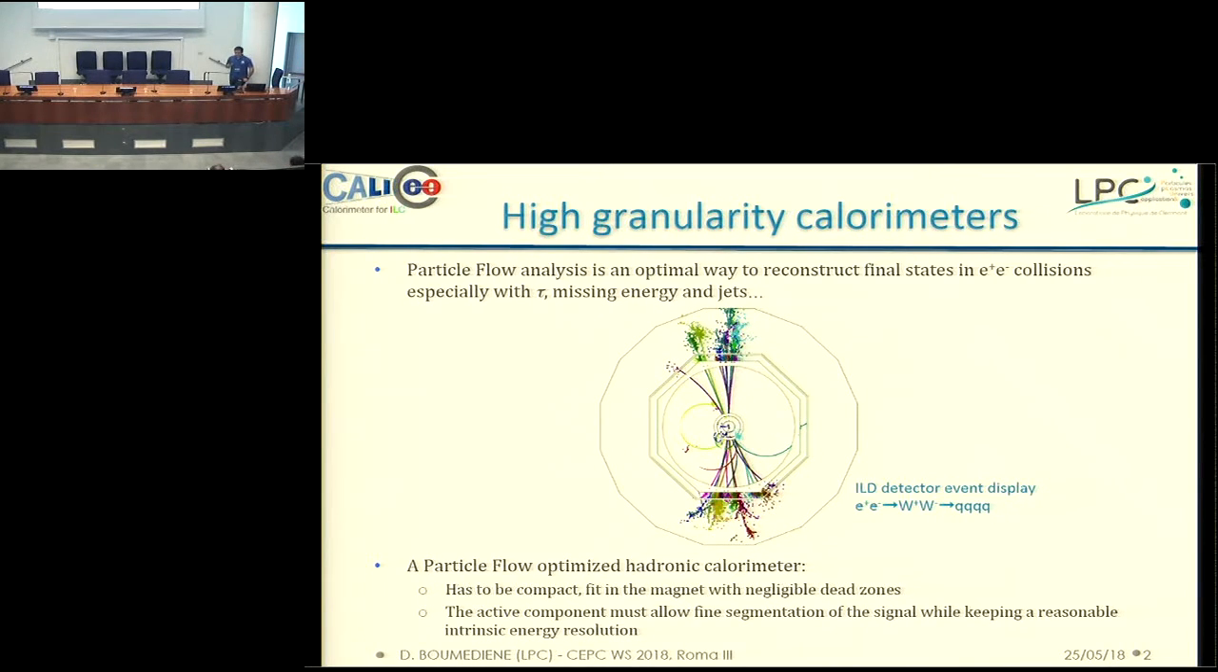And you need to have optimized detectors to be able to use the particle flow algorithm. This optimization is done by having compact detectors, especially calorimeters that fit inside the magnets, with negligible dead zones, to have fine segmentation without sacrificing the intrinsic energy resolution. So you need to carefully select the technology that is used for your subdetectors.